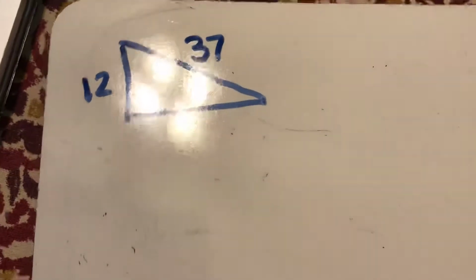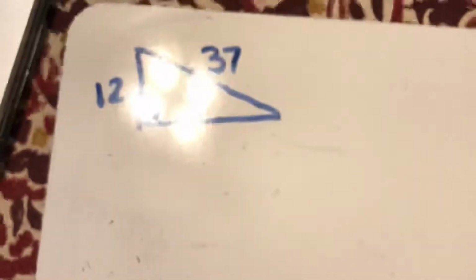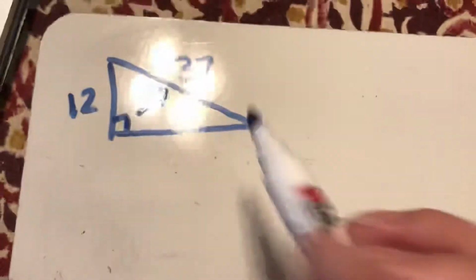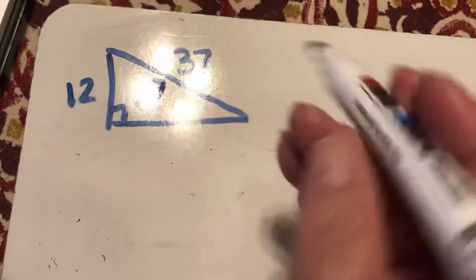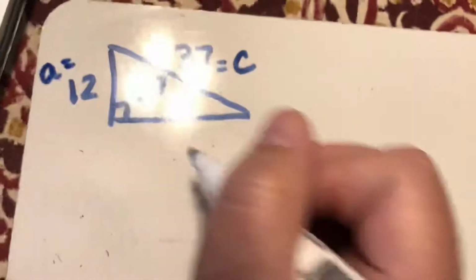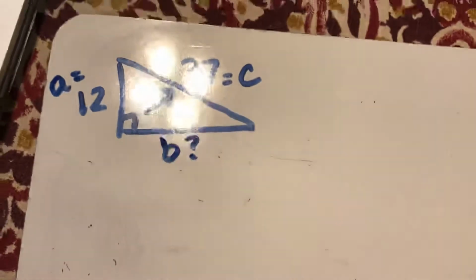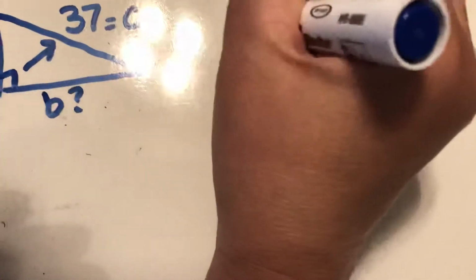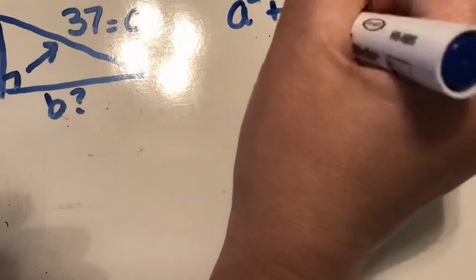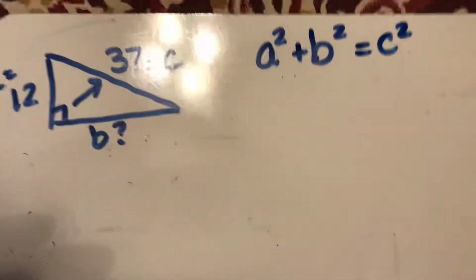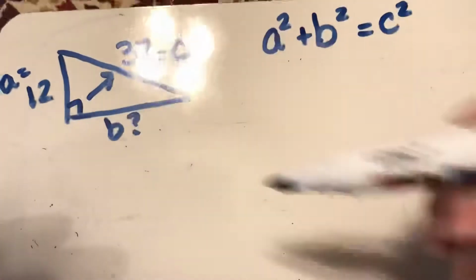Now I'm looking at this, and here is my right angle, and I know that the side opposite my right angle is my hypotenuse, so this equals c. And I'm just going to say my 12 equals a, and I don't know what my b is. So again, I start with my a squared plus b squared equals c squared, and I'm going to substitute the different parts that I know.